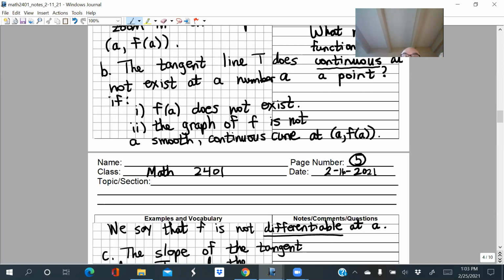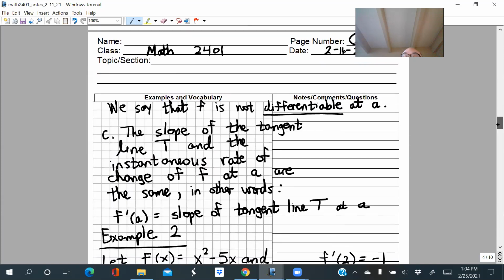Another important criterion for having a tangent line is that the graph has to be smooth and continuous at that point. I'm not defining the term smooth, so I'm leaving that as intuitive on your part. But if you don't have a smooth, unbroken, continuous curve at a particular point, you cannot have a tangent line there. So there are going to be some places on some curves where you don't get tangent lines.